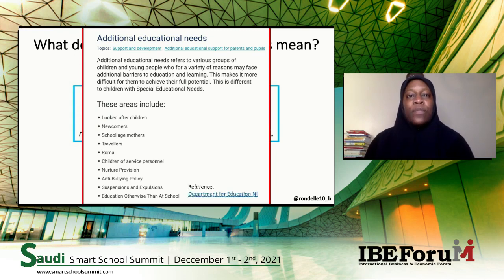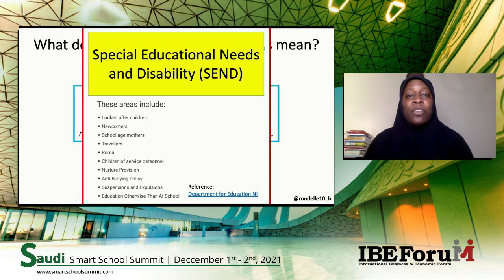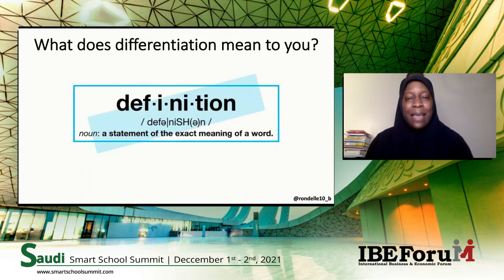Now, this reference from the Department for Education of Northern Ireland gives you a category of students that this may apply to. Within the context of your own school or the countries that you teach in, these students may differ, but if there are any barriers to their learning, they may also be classified as students that have special educational needs and disability, SEND. And it therefore means that differentiation is key in order to ensure that they are learning as best as they can and our teaching strategies are appropriate.